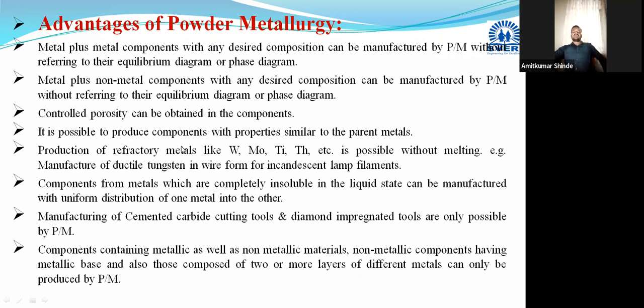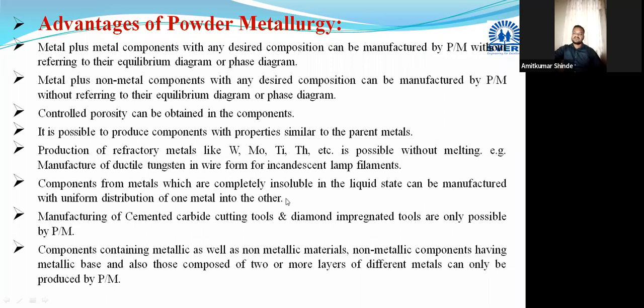Then with the help of this powder metallurgy technique, we can manufacture some refractory metals like tungsten, molybdenum, titanium, thorium. These refractory metals have a very high melting point. Hence, processing or giving the desired shape to these metals is very difficult. Hence, we can use this powder metallurgy technique to give them the desired shape and size. Suppose tungsten wires can be formed, and those wires can be used in lamp filaments.